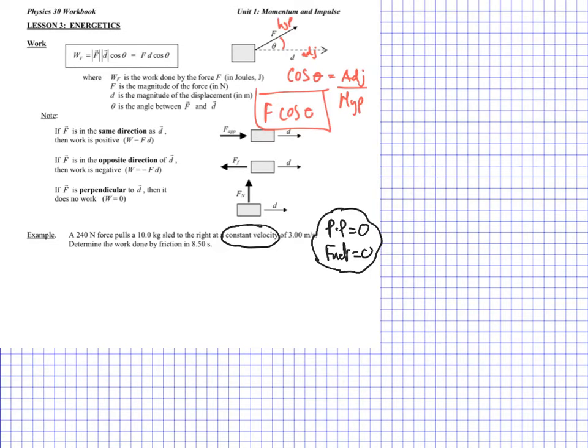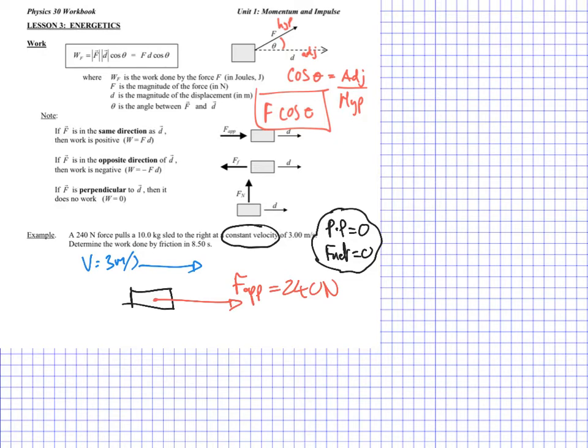Let's go ahead and do a little free body diagram. So here's my object, it's a sled. I'm applying a 240 Newton force, so I'm going to go ahead and say that this is to the right. So this is my force applied, and that's 240 newtons. There's a constant velocity, so v is equal to 3. So it's moving at 3 meters per second to the right. And I need to know the amount of work done by friction in 8.5 seconds.